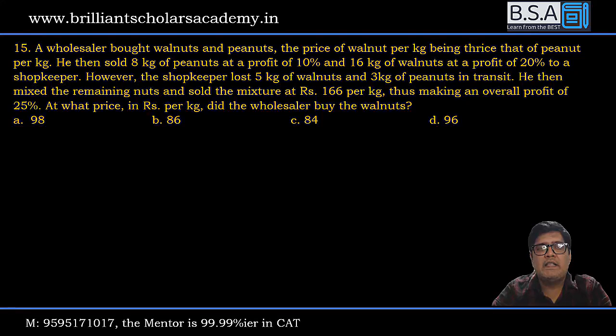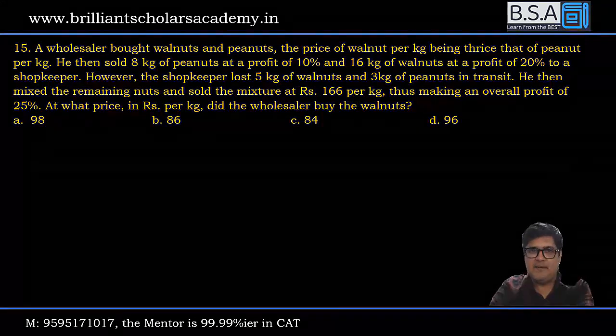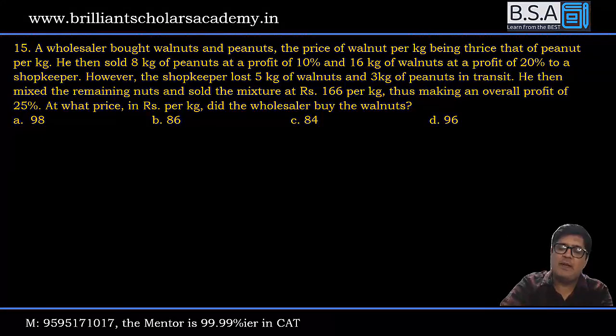At what price in rupees per kg did the wholesaler buy walnuts? Be careful, there are 2, 3 people. The wholesaler is giving it to a retailer. The retailer is losing some quantity, then increasing the price and then selling. So profit is given for both the wholesaler as well as the retailer. But the question has been asked from whose perspective? The wholesaler. What product? Walnuts. So go on, try.